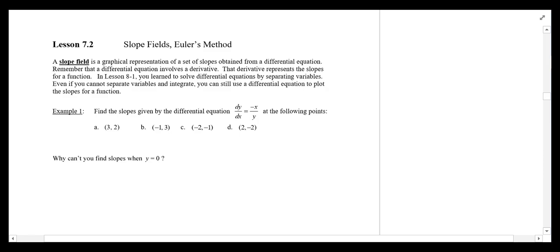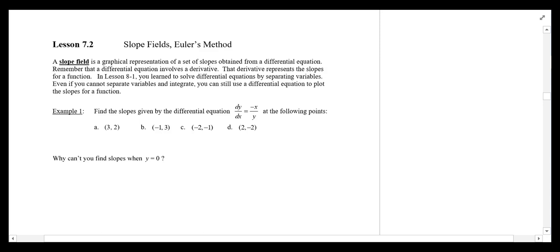All right, this is lesson 7.2. We're going to talk about slope fields and Euler's method. Yes, it's pronounced Euler, not Euler, kind of like the Edmonton Oilers hockey team. We're going to relate this to what we did in lesson 7.1 because a slope field is really just a graphical representation of all the different sets of slopes that you get from a differential equation.